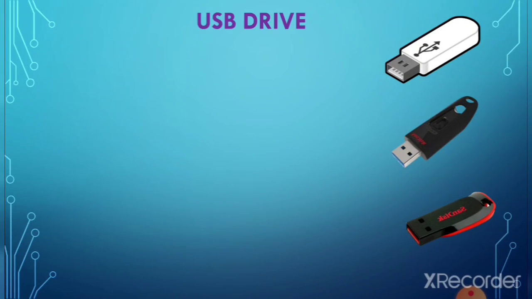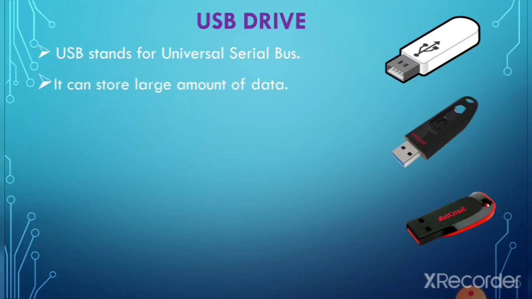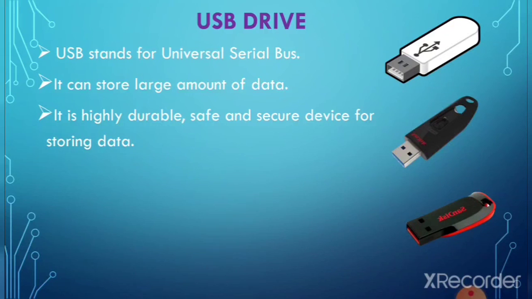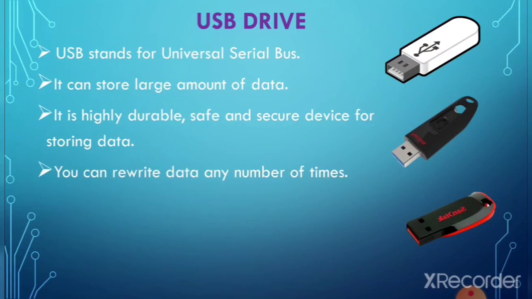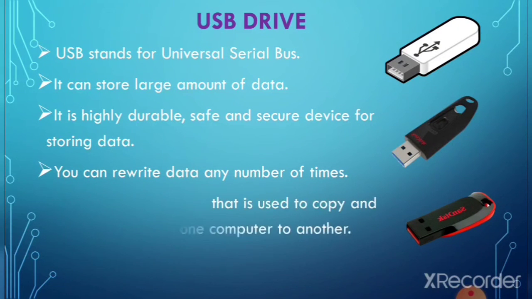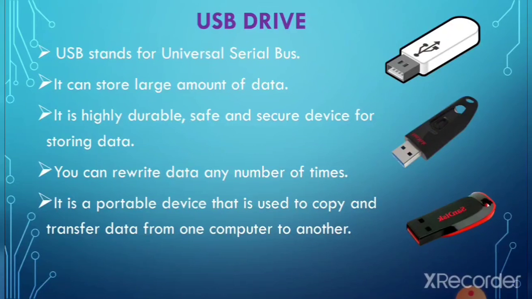Next storage device is USB drive. The full form of USB is Universal Serial Bus. It is also called pen drive. You all have seen a pen drive, yes. It can store a large amount of data. It is a secure device to store data, very secure, and durable also. It can rewrite data any number of times, meaning we can store data again and again in the pen drive, delete the old data and also store new data inside it. And the most important use of pen drive is that we can transfer data from one device to another very easily.